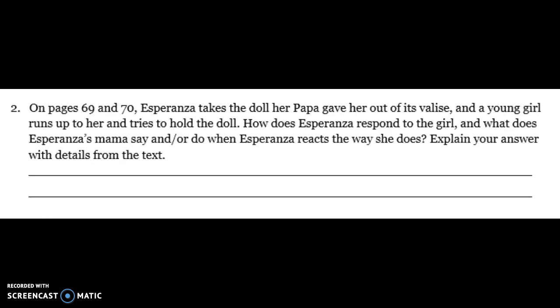For the second one, on pages 69 and 70, Esperanza takes the doll her papa gave her out of the valise, and the young girl runs up to her and tries to hold the doll. How does Esperanza respond to the girl? And what does Esperanza's mama say or do when Esperanza reacts the way she does? Explain your answer with details from the text.